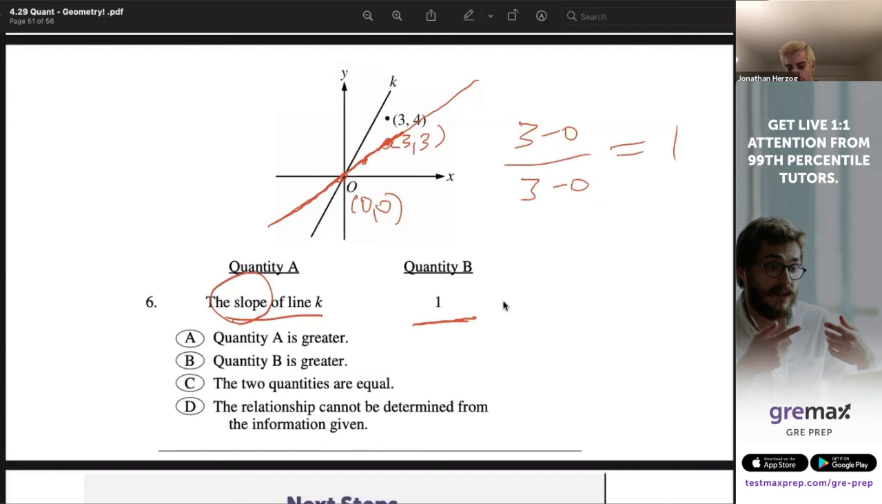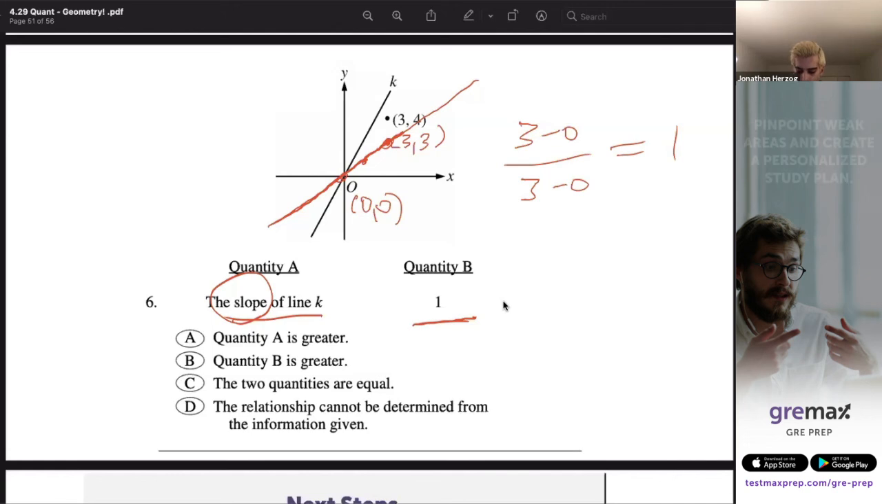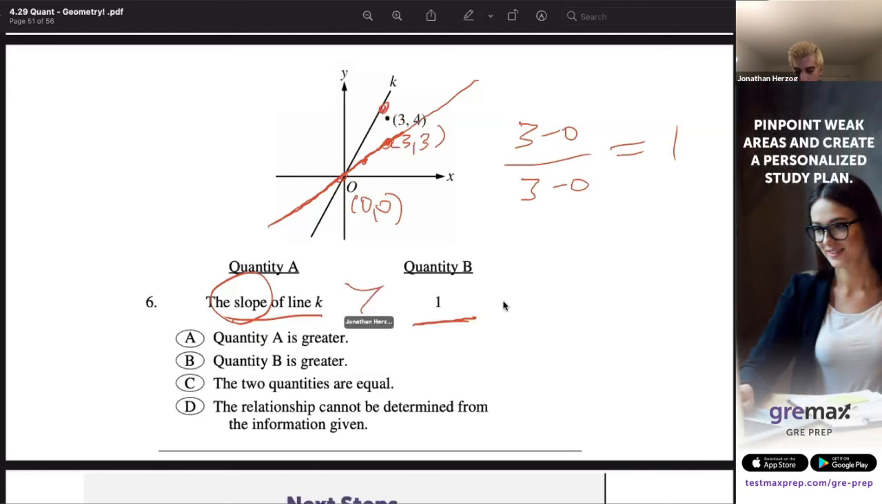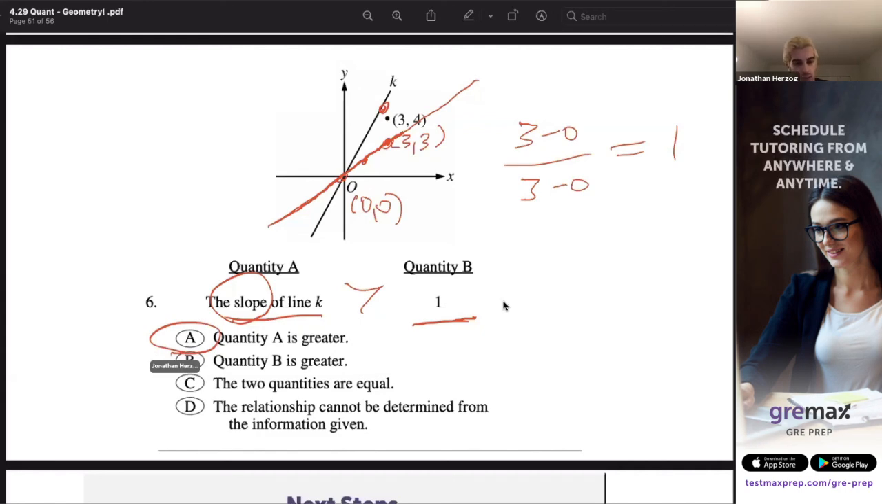Wait, okay, this point's even higher than that. Wait, this line's even steeper than that. So the slope is going to be bigger. I don't even have to figure out what the heck it is. Lots of different ways to get to Rome.